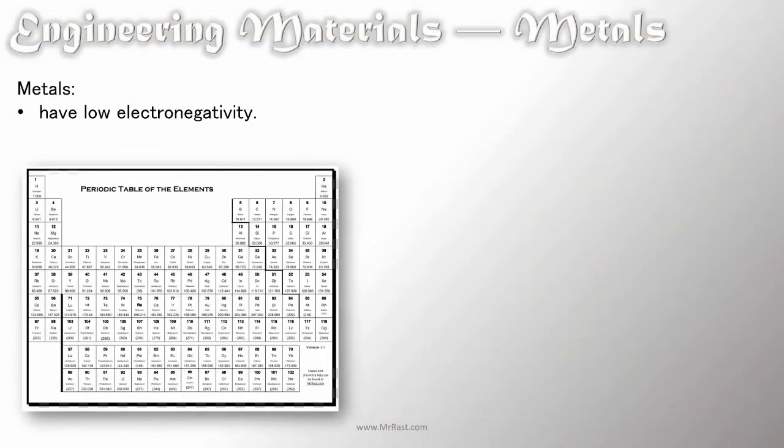Okay, hopefully you did that. Now let's take a look at some different engineering materials. We're going to start with metals. Metals have low electronegativity, but before I get into that, where are the metals on the periodic table? We have this stair-step line, and to the left of the stair-step line are the metals. So all of these elements over here are the metals, and to the right are the non-metals. Now, they have low electronegativity because, if you remember, the least electronegative elements are at the bottom and the left side.